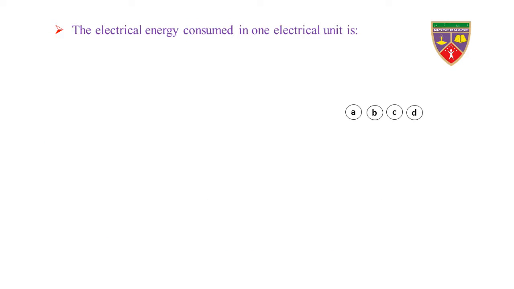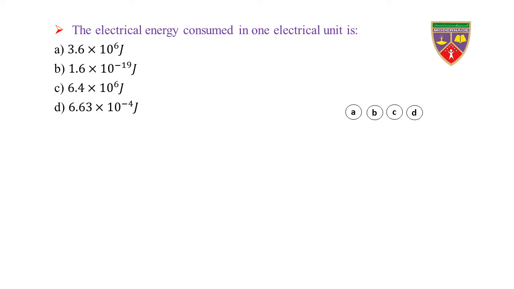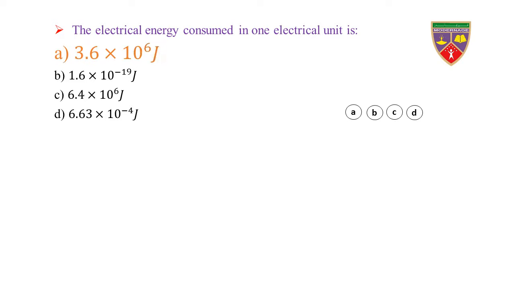The electrical energy consumed in one electrical unit is option A 3.6 into 10 power 6 joules, option B 1.6 into 10 power minus 19 joule, option C 6.4 into 10 power 6 joules, option D 6.63 into 10 power minus 4 joules. The key is 3.6 into 10 power 6 joules. Therefore, the correct option is A.